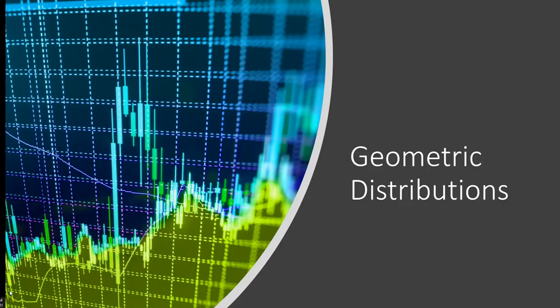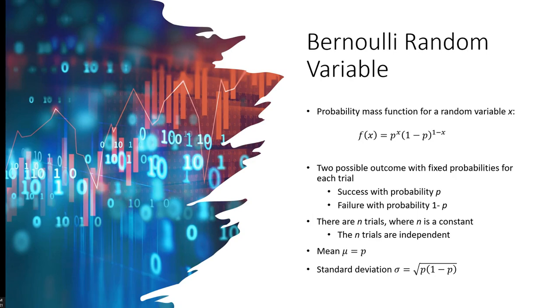So now let's talk about another specialized binary probability distribution, which would be geometric distributions. Before we go into a geometric distribution, first we need to describe what a Bernoulli random variable is. The probability mass function is the same thing that we've been looking at for a binary probability situation.